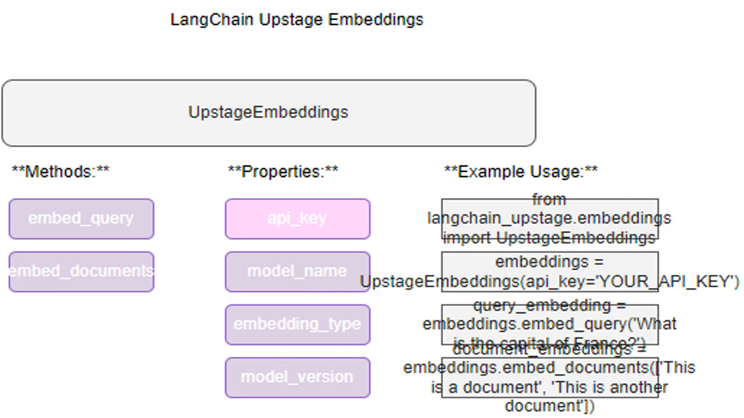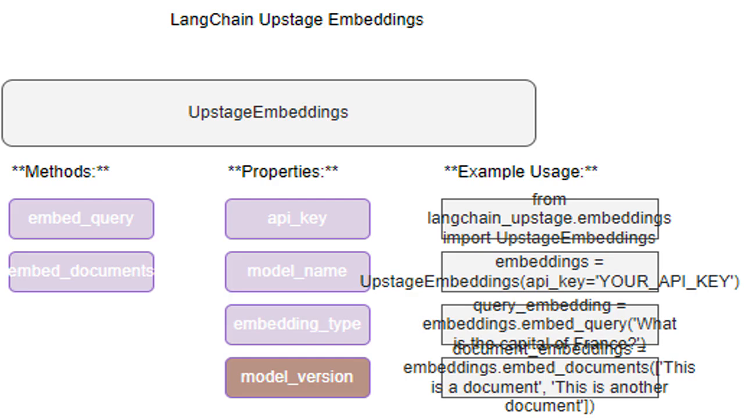API key. API key for accessing Upstage's embedding service. Model name. Name of the embedding model to use. Embedding type. Type of embedding to perform, e.g., text, code. Model version. Version of the embedding model to use.